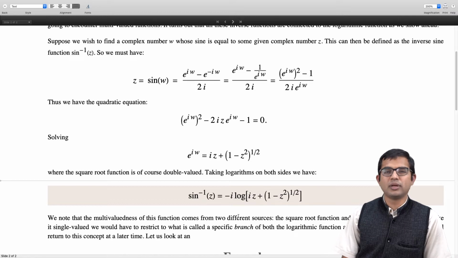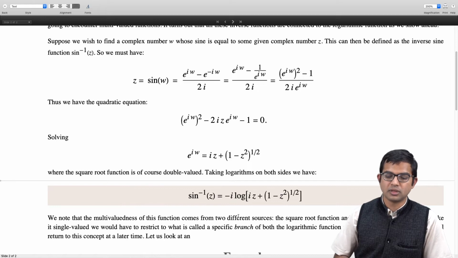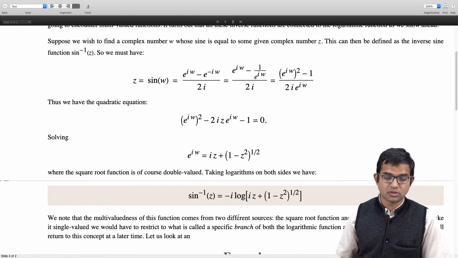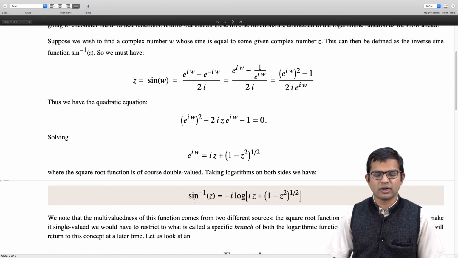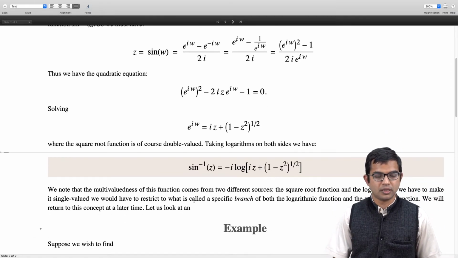Right, so there is a way to make this single valued by considering what is called a specific branch of each of these functions. For example, for the square root function, we can take the positive square root. So then we say it is the positive branch. And for the log function, we have seen that often it is useful to work with what is called the principal value. Right, so if you look at it in that way, then you can associate a particular value for sine inverse of z. So let's look at an example where this multi-valuedness of this function becomes apparent.